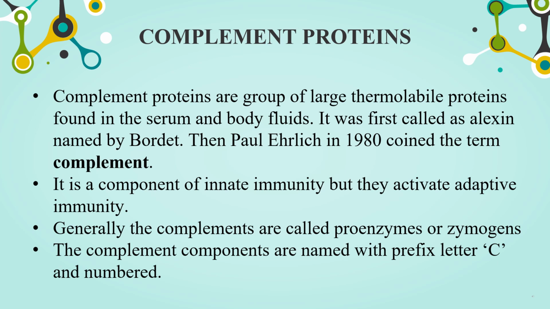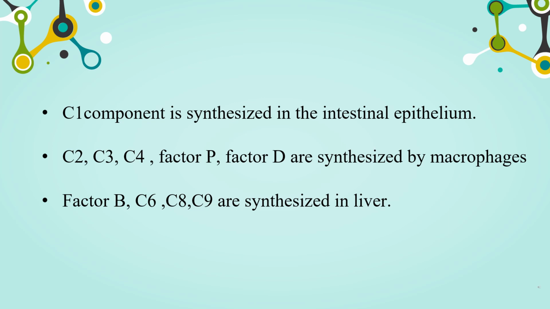Generally, the complements are called proenzymes or zymogens. The complement components are named with the prefix letter C and numbered. The C1 component is synthesized in the intestinal epithelium. C2, C3, C4, factor P, and factor D are synthesized by macrophages. Factor B, C6, C8, and C9 are synthesized in the liver.